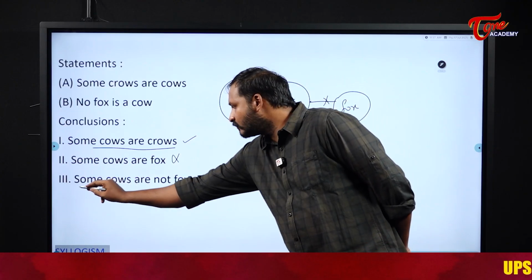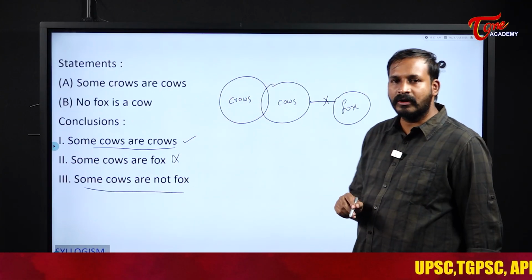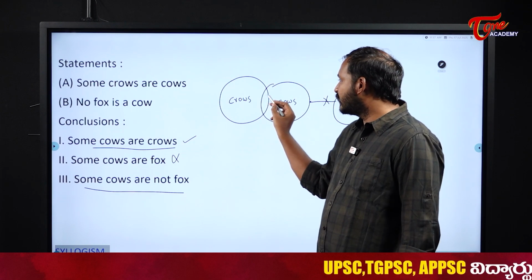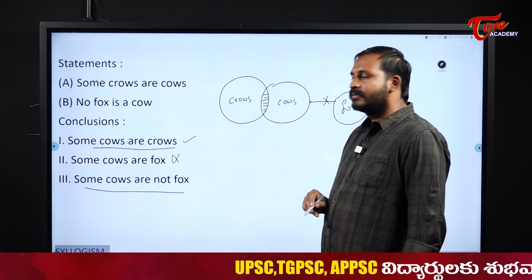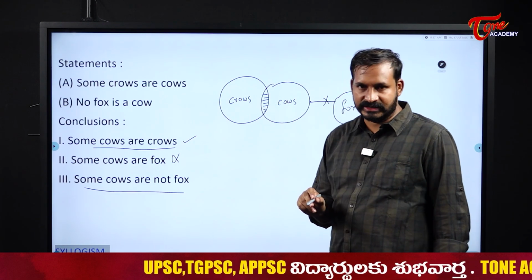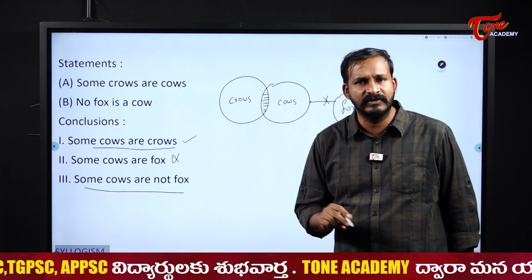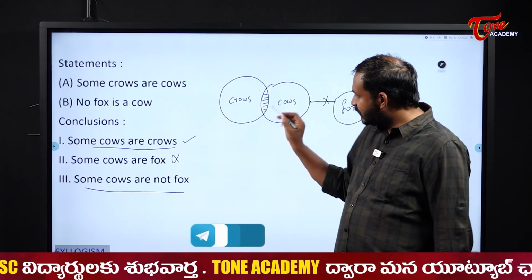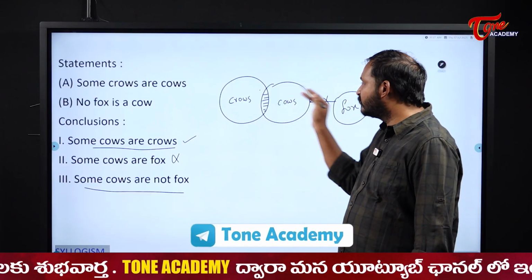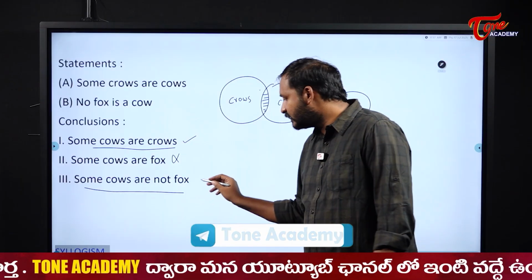Now see here, some cows are not fox. What is the some cows portion here? This one, right? He is telling that that is not a fox. That means what should I do? I should draw the fox around this. Is it possible for me? In the basic it is false anyway. Is it possible for me to draw the alternate? No. Then this is always true.